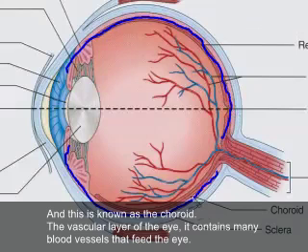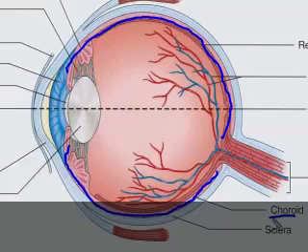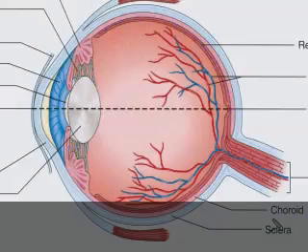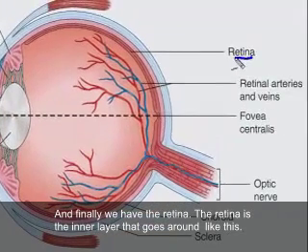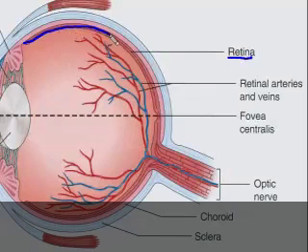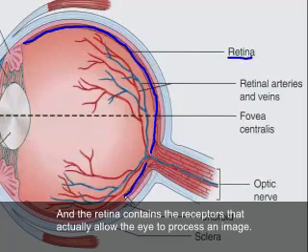And this is known as the choroid, C-H-O-R-O-I-D. It's a vascular layer of the eye. It contains many blood vessels that feed the eye. And finally, we have the retina. The retina is the inner layer that goes around like this. And the retina contains the receptors that actually allow the eye to process an image.